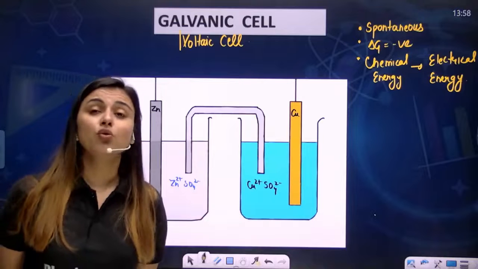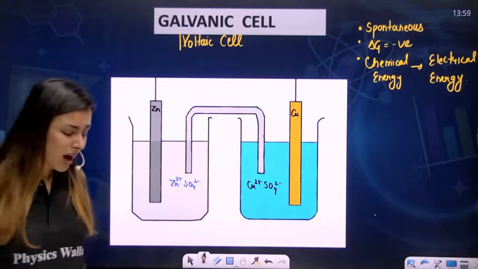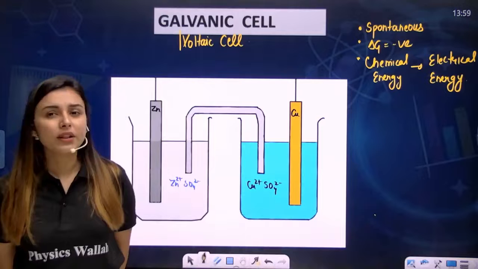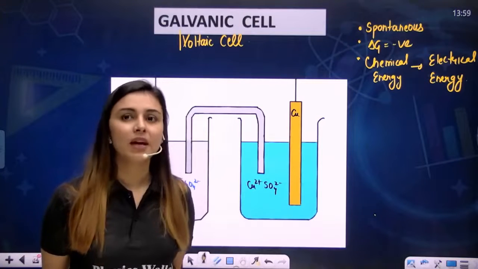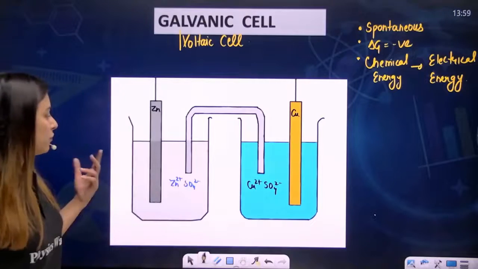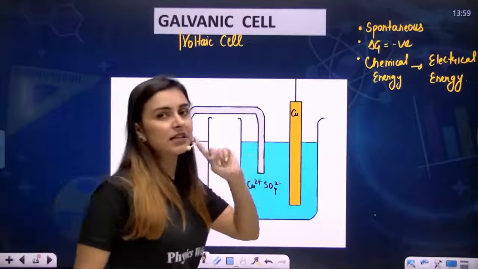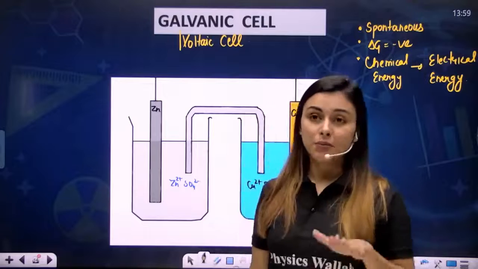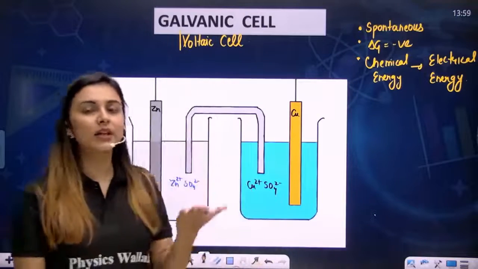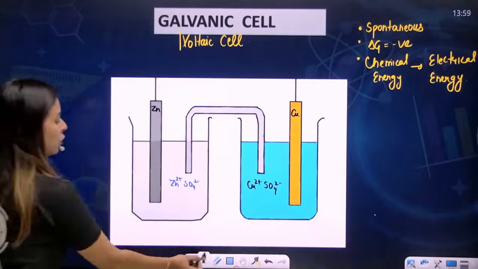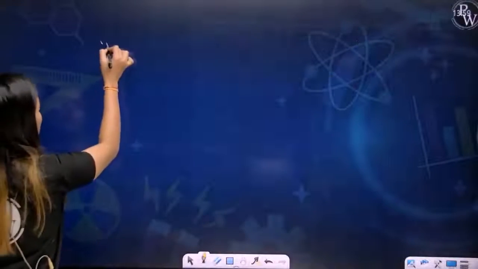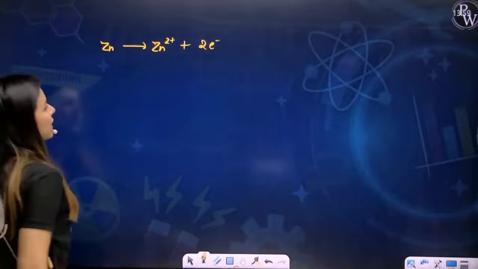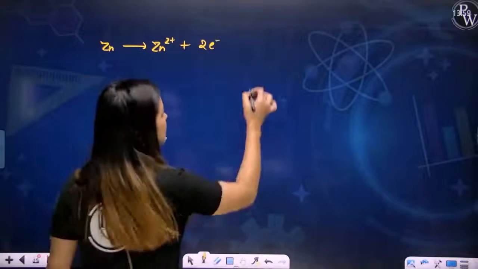Now we know that the reactions are spontaneous here. So how can we find out which is the cathode and which is the anode? For that, you have to trust me for some time and accept what I tell you about which reactions are spontaneous. I'll give you the reason in the next class for sure, why these reactions are spontaneous and others are not. But for the time being, just accept it. So your zinc always wants to go into the Zn2+ state and give 2 electrons. This is a spontaneous reaction.